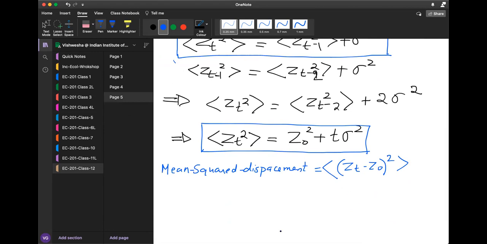Okay. So what is this? This is Z_t squared plus Z_0 squared minus 2 Z_0 Z_t. If you do the simplification, I'm going to avoid the algebraic steps. We'll find that this is the same as this.